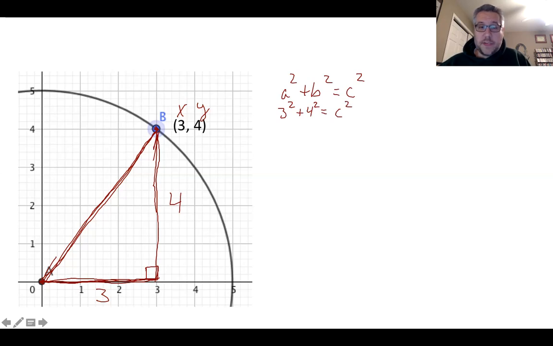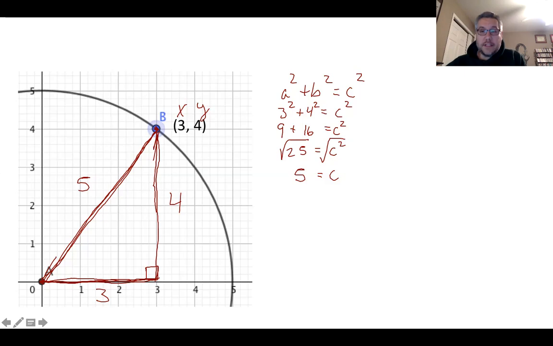3 squared means 3 times 3, which is 9. 4 squared means 4 times 4, which is 16. That equals c squared. You should be familiar with this from geometry. 9 plus 16 is 25 equals c squared. Take the square root of both sides. c equals the square root of 25, which is a perfect square because 5 times 5 gives you 25. So the square root of 25 is just 5. We can put that into the picture. Not only is this length 5 the radius of the circle, but it's also the hypotenuse of the triangle.